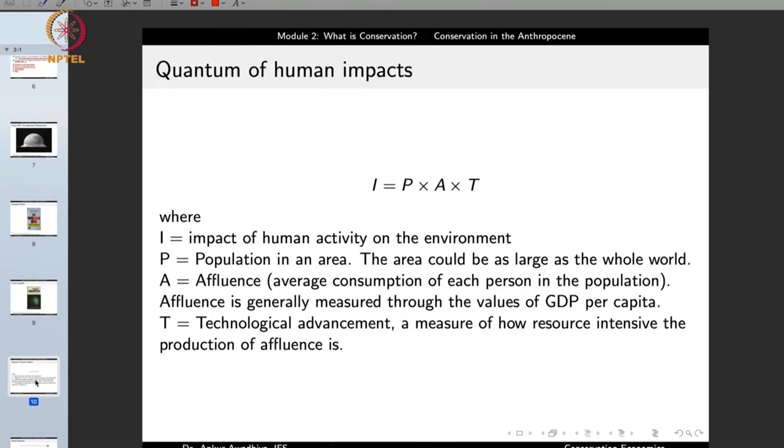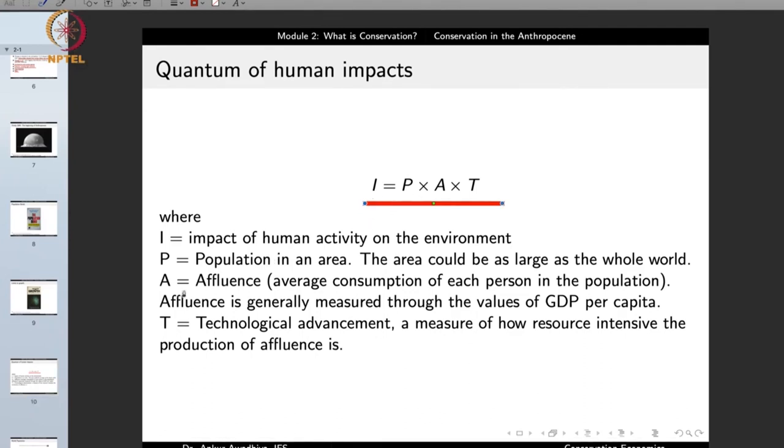And we started talking about how to quantify the impacts that humans are having on the environment. And we came up with this formula: I is equal to P into A into T. I here is the impact of human activity on the environment. P is the population in the area, and this area could be as large as the whole world. So what this formula is saying is that if the population increases, the impact of humans also increases. So I is directly proportional to P.